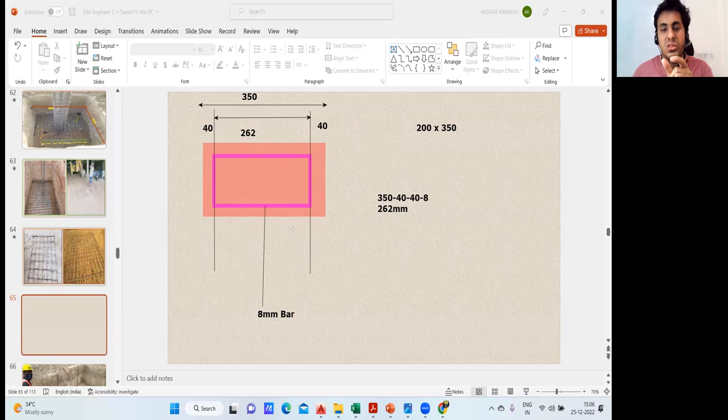Similarly, this also will be 262. But now we want to find from this center to this center. That means we want to find this also now. I'll give a different color. I want to find this center.